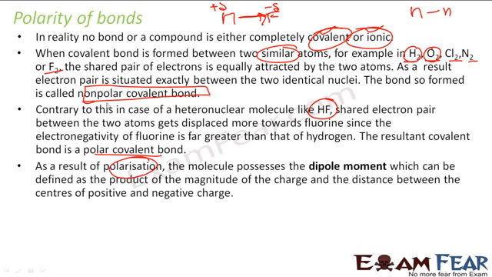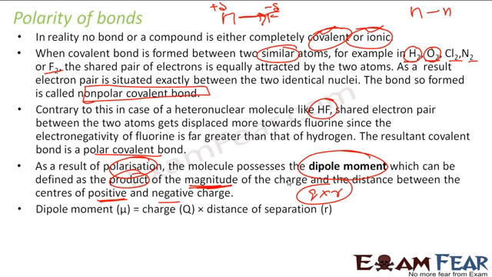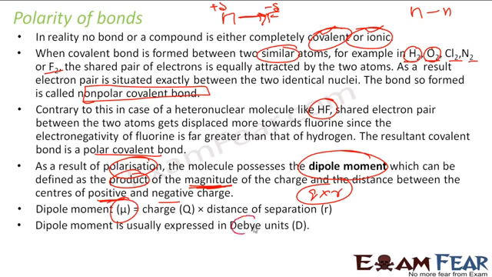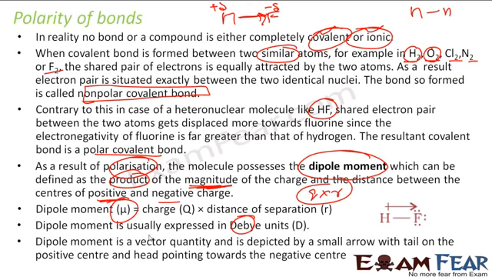Due to this polarization, we have something called dipole moment. And what is dipole moment? It is the product of the magnitude of the charge and the distance between the positive and negative charge. The unit is debye. So the dipole moment, mu, is charge into separation. Please note it is a vector quantity, depicted by a small arrow with its tail on the positive center. For example, in this case, the tail is the positive center.